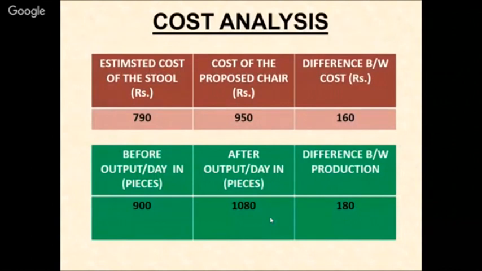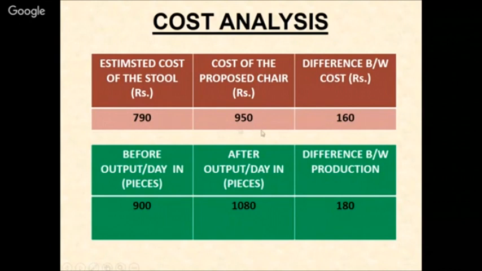Now just have a glimpse of the cost analysis. What earlier investment they were making, and now what we have proposed. The cost of the hard stool which they were having, they said they had procured it at a cost of around 790 rupees. And the proposed chair was hardly 950, because on a large scale when we purchase, this will cost you 950. So the difference is only 160 rupees as compared to the stool.